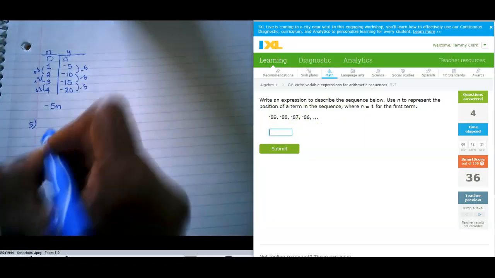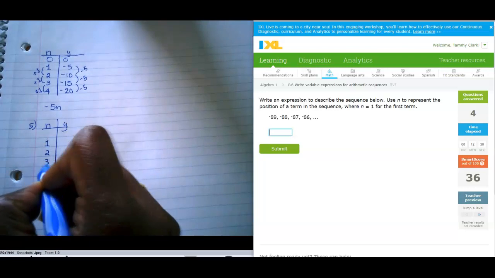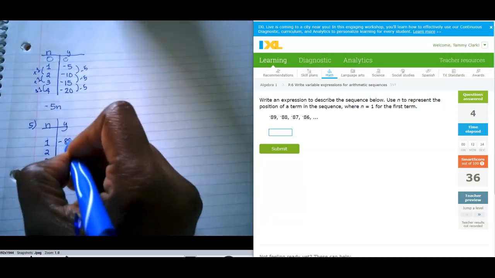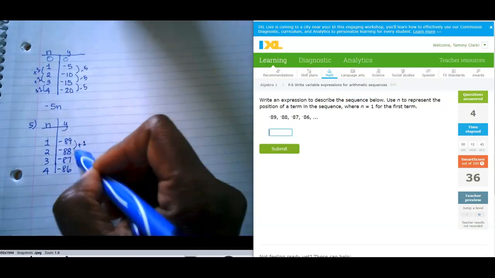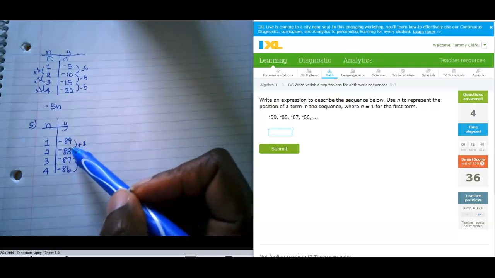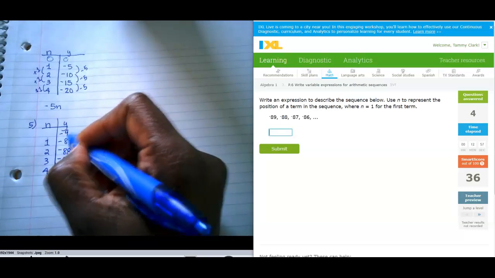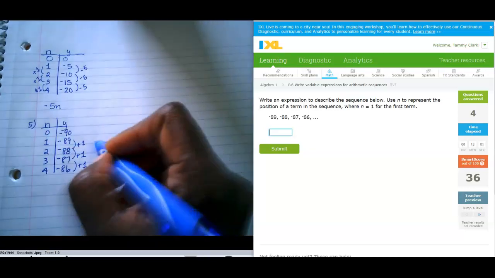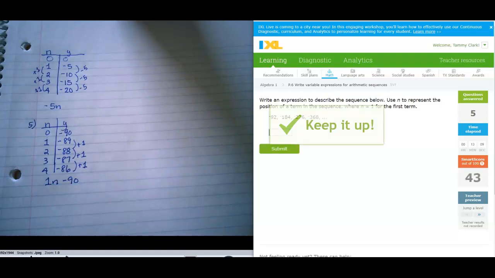Looking at this one, we're adding 1. And how do I know I'm adding 1? It would seem like it's going the other way, but these numbers are getting closer and closer to 0. So this would have been -90. So my answer would be 1n minus 90.